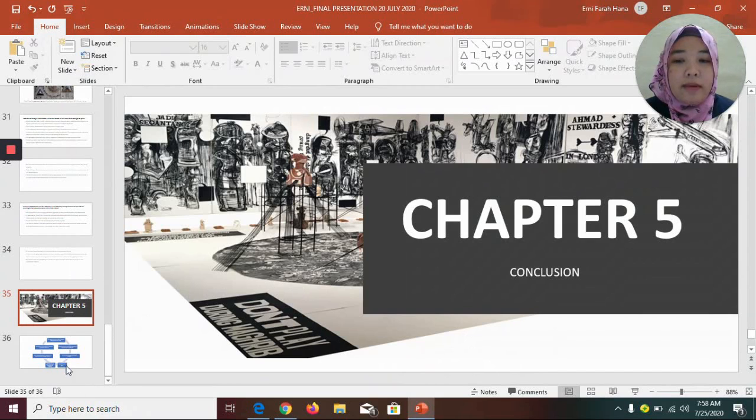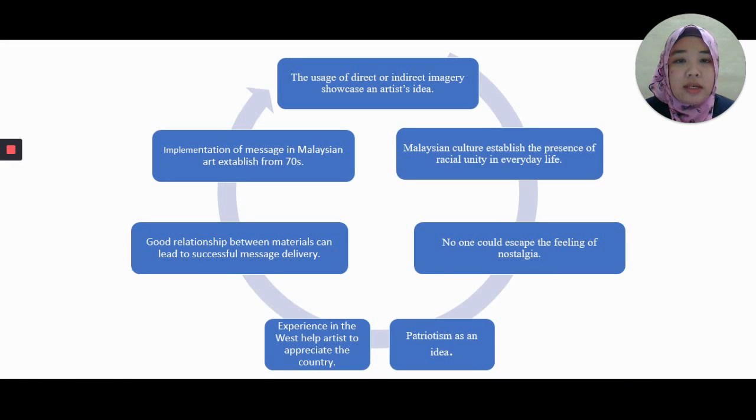Lastly, for chapter 5, conclusion: the usage of direct or indirect imagery showcases an artist's idea. Malaysian culture established the presence of racial unity and everyday life. No one can escape the feeling of nostalgia, as seen in Zulkifli Yusof himself, through the idea delivered in his works, also the usage of patriotism as a main topic in order to discuss his views of nostalgia and also relations to Malaysian issues. Experience in the West helps artists to appreciate the country. Good relationship between materials can lead to successful message delivery.